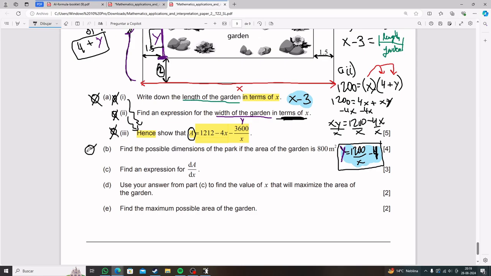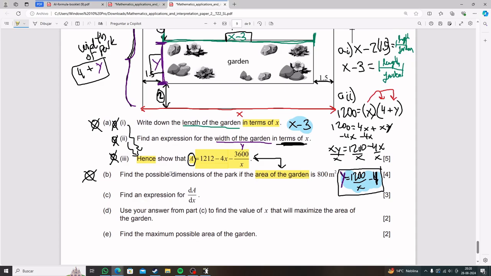Later on, they tell us for part B that we need to find the possible dimensions of the park if the area of the garden is 800 meters. So area of garden, what do you know for area of garden? You know that it's this right here. So what are the possible dimensions of the park?